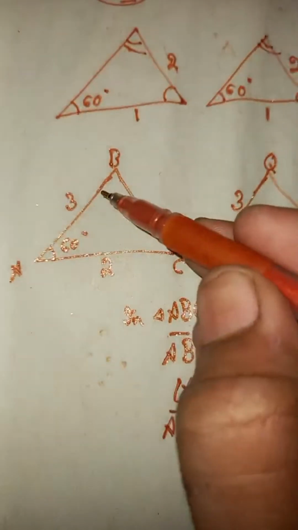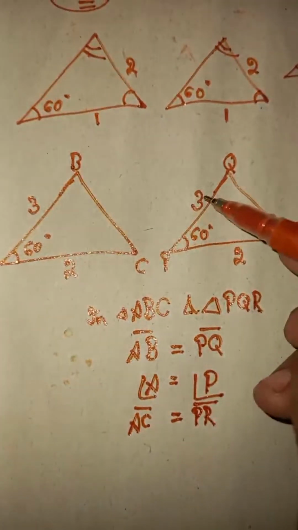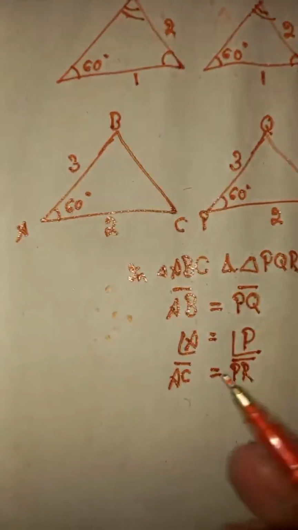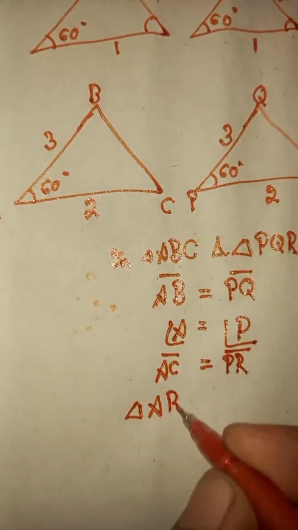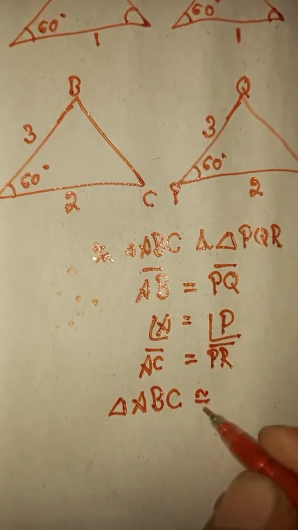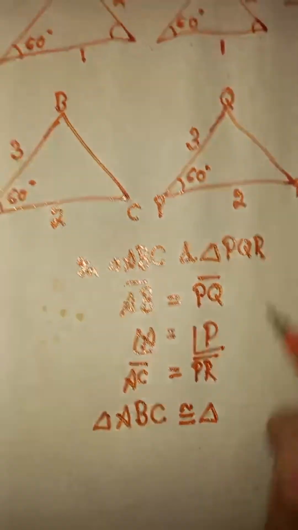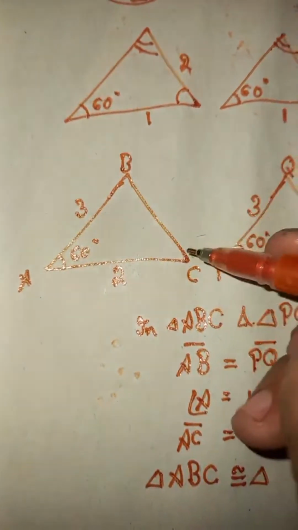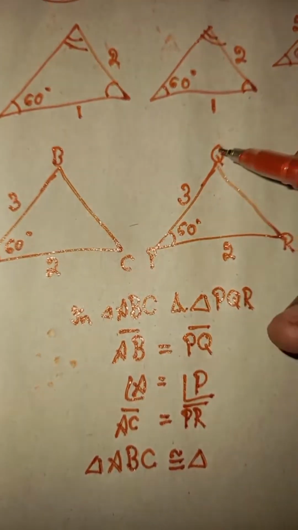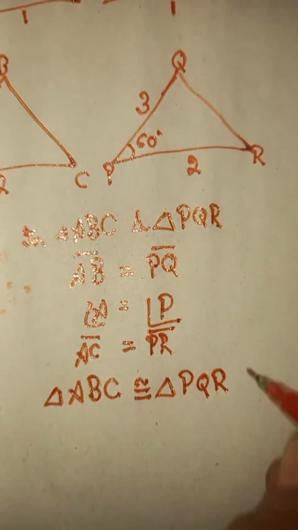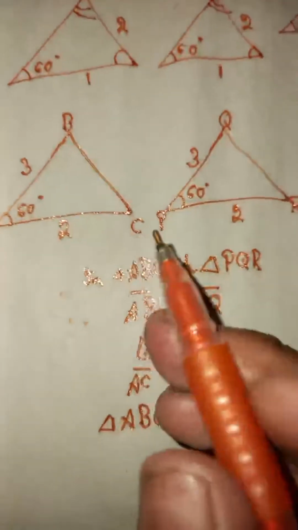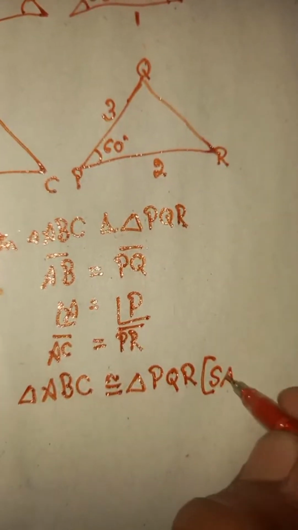So here side angle side, this is going to be SAS congruency, so you can write it as triangle ABC, with the congruent symbol, it is congruent to triangle PQR, in exactly the same way, and the congruency is nothing but SAS congruency.